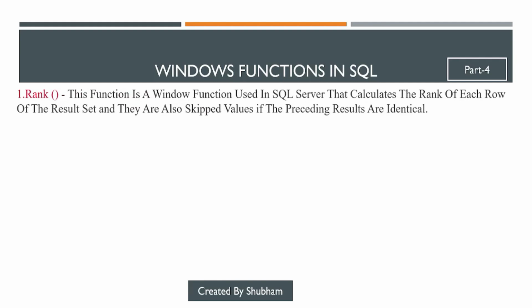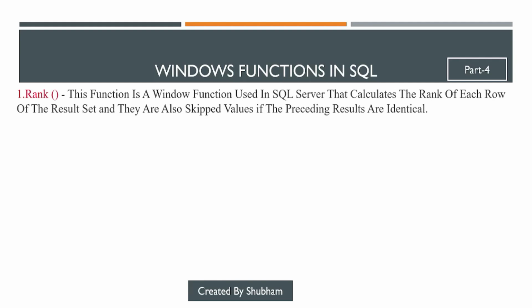So our first window function is rank. This function is a window function used in SQL Server that calculates the rank of each row of the result set, and it also skips values if the preceding results are identical. So let's understand how we can use this rank function in SQL. The same function I have also explained in Power BI tutorials, so you can follow the DAX expression playlist where I have explained all the DAX functions of Power BI in detail. But today we are covering SQL topics, so let's understand how we can apply the rank function in SQL.